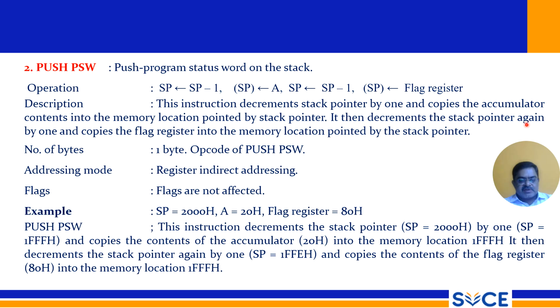It then decrements the stack pointer again by 1 and copies the flag register into the memory location pointed by the stack pointer itself. So here it is a register indirect addressing mode. Flags are not affected. So this is the push PSW, program status word, and pop operations.